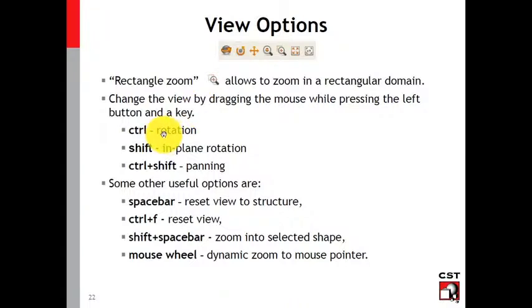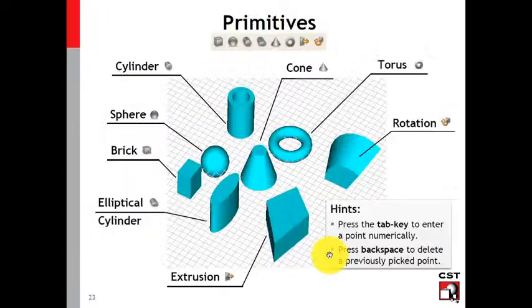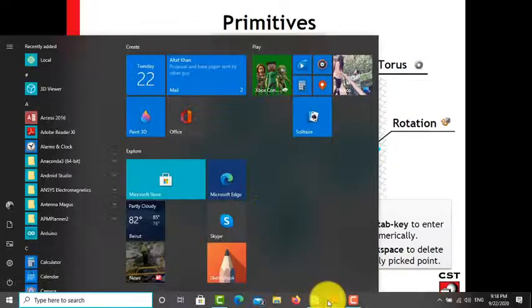Like rotation, you can press Control. In plane rotation, you press Shift. Control Shift, you pan the screen or the window. You can press Space Bar to reset view to structure. Control F to reset view. Shift plus Space Bar at the same time to zoom into selected shape. And mouse wheel is dynamic zoom to mouse pointer. Okay. Before I go to the shapes, let me go on through CST.